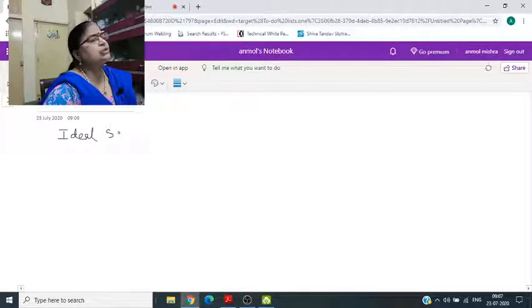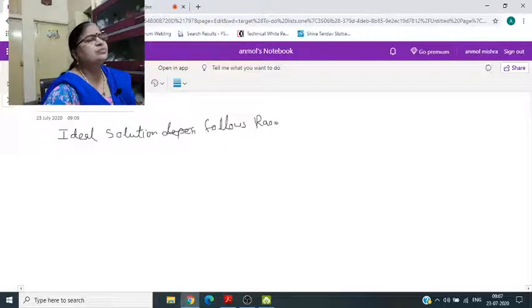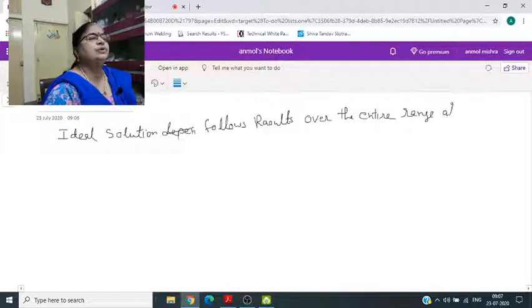Now ideal solutions are those solutions which depend upon Raoult's law. They actually follow all the laws, but here we consider Raoult's law. An ideal solution follows Raoult's law over the entire range of concentration.